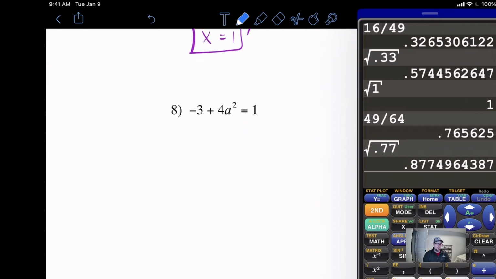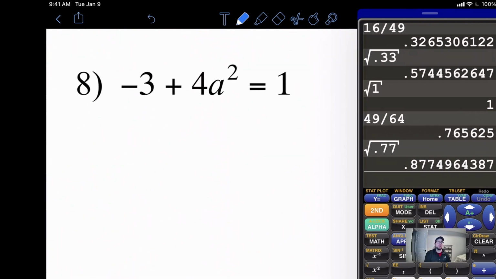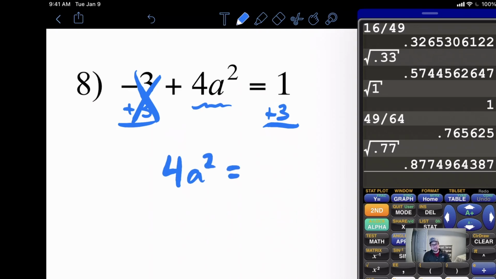Let's do one more together, and then you guys are going to get going on your homework. Now in this one, it's unique to see that the a is kind of over here. So we're going to get rid of this piece first. So to get rid of a minus 3, we're going to add 3 to both sides. That's going to give us 4a squared. 1 plus 3 is, of course, 4.